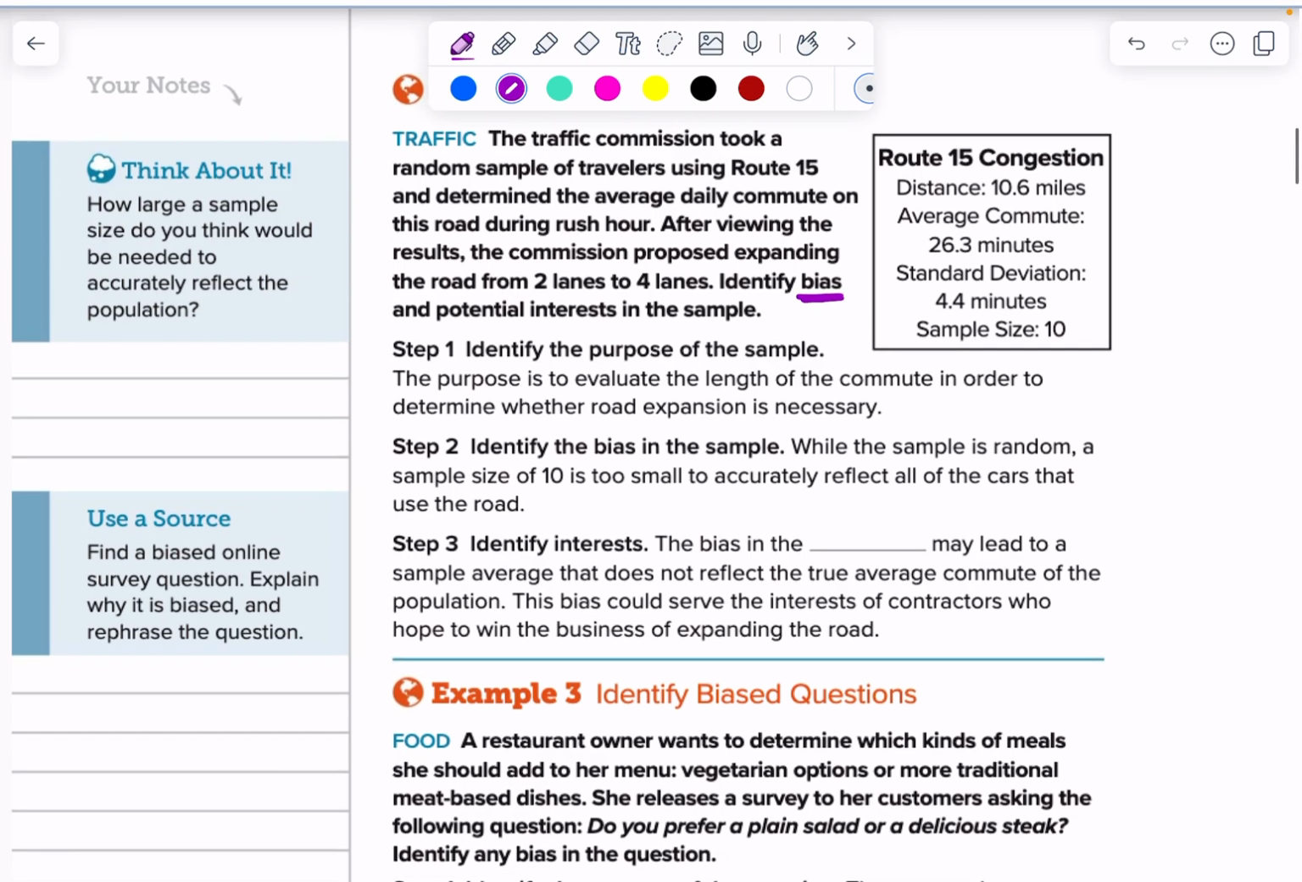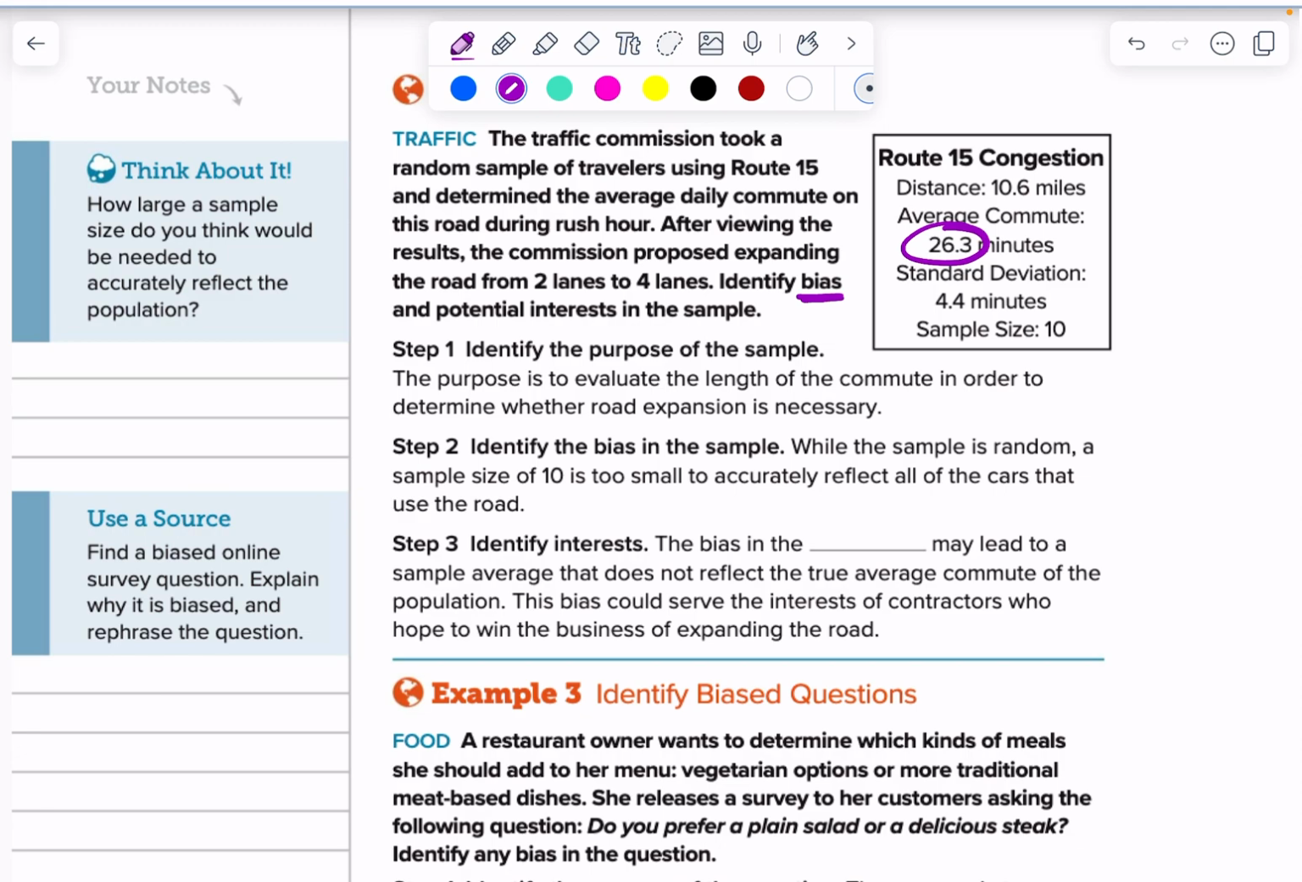So let's see what they say. The bias is in the blank may lead to a sample average that does not reflect the true average commute of the... I see what they're saying. So yeah, another thing, we're not taking every route into consideration. We're only looking at that one route, and we're looking at average commute in that one route, and maybe the average commute might be more if we look at all of the routes going from one place to the other, okay? So yeah, we're only looking at one route.